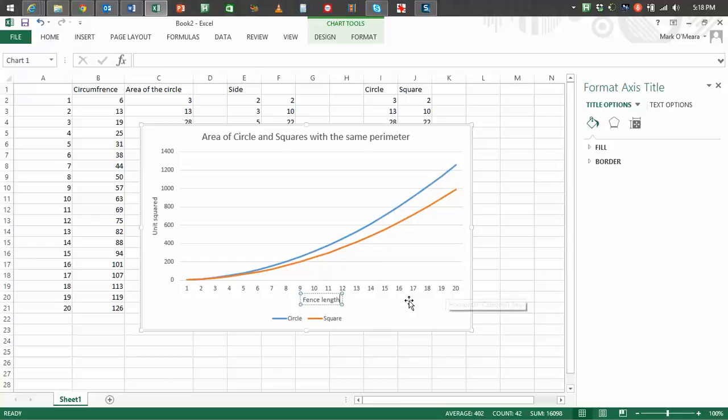So as you can see, in terms of getting more bang for my buck, in terms of area inside, I'm better off building a circle than I am building a square.